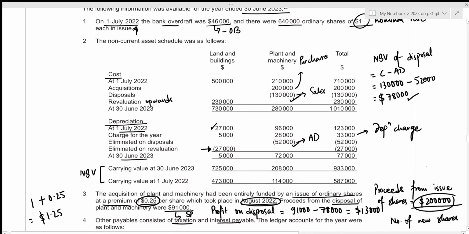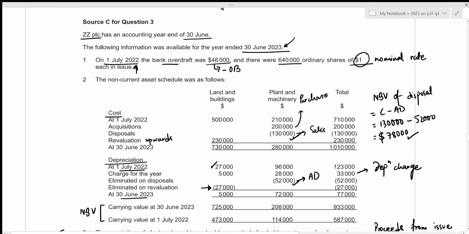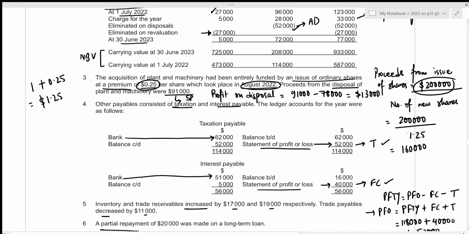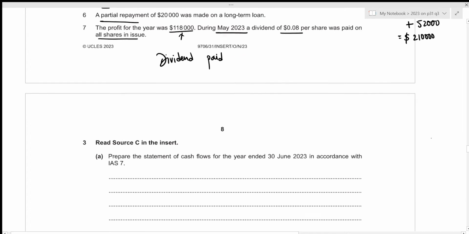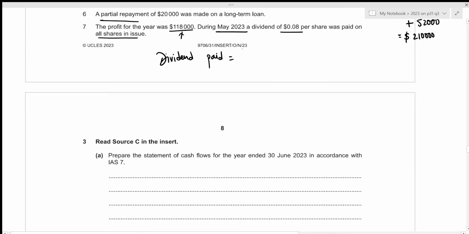Now we need to calculate the total number of shares. Previously, we had 640,000 ordinary shares. Now we have new issue of shares of 160,000, which gives the total number of shares to be 800,000. So the dividend paid is just going to be the total number of ordinary shares multiplied by the rate per share of 0.08, which results in the value of 64,000. Okay, that's all for the information.